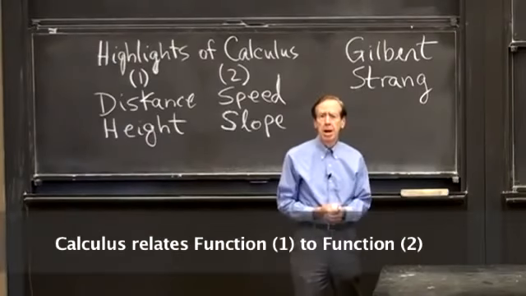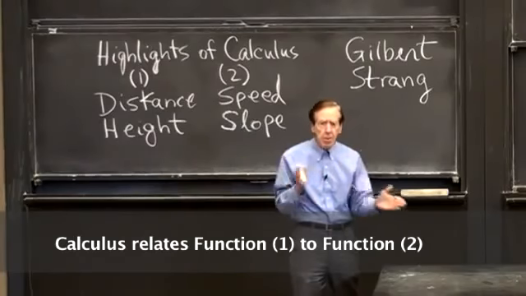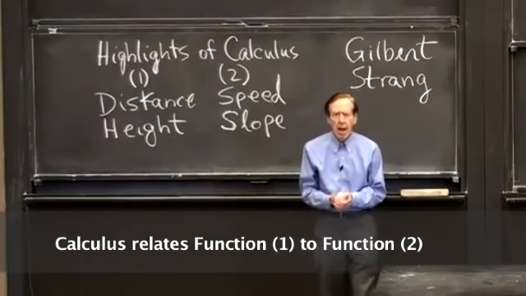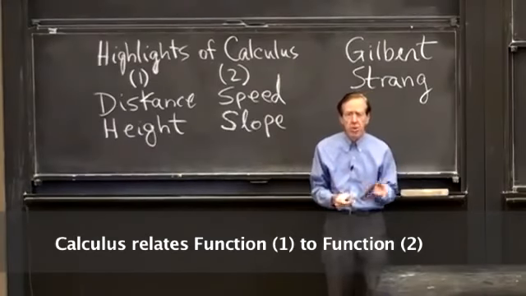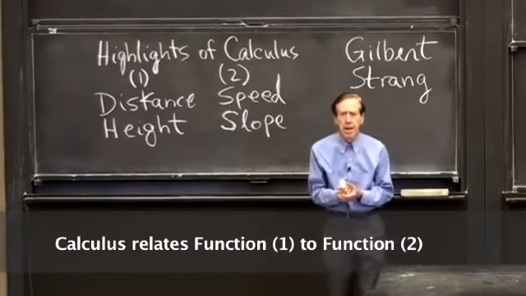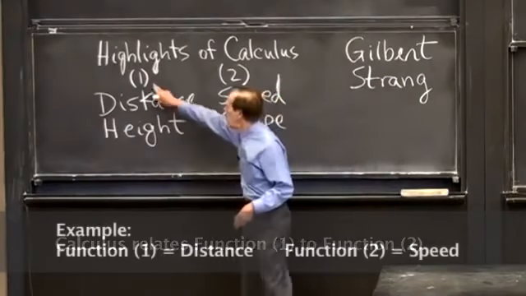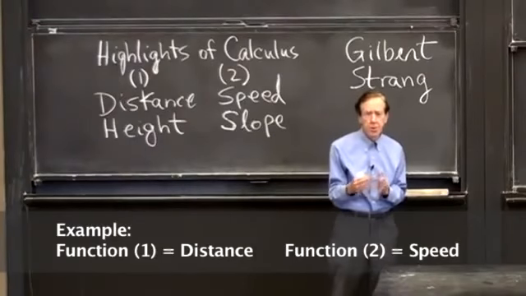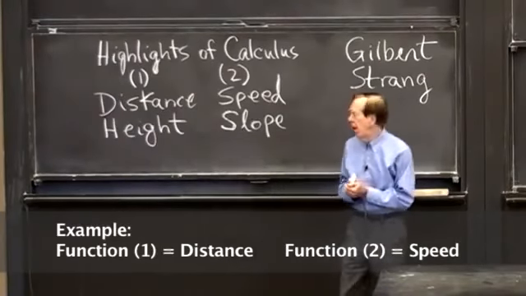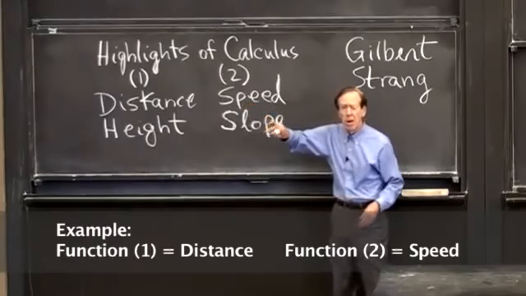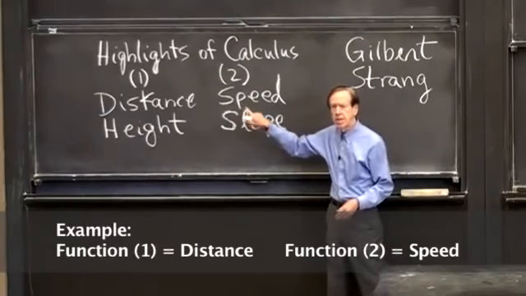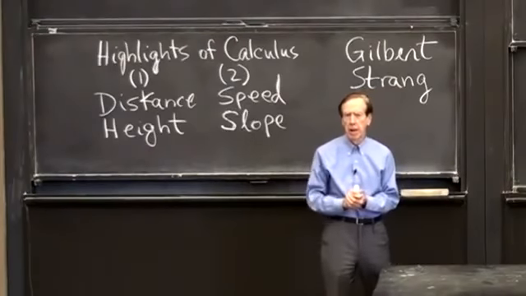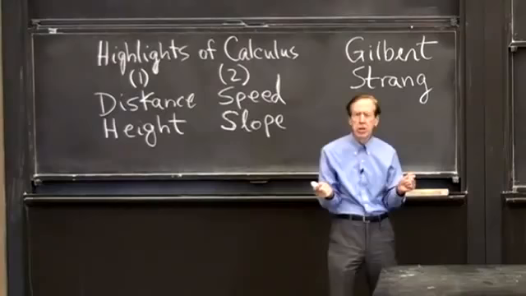For me, calculus is about the relation between two functions. And one good example for those two functions is function 1, the distance traveled, what you see on a trip meter in a car. And function 2, the one that goes with distance, is speed, how quickly you're going, how fast you're traveling. So that's one pair of functions.